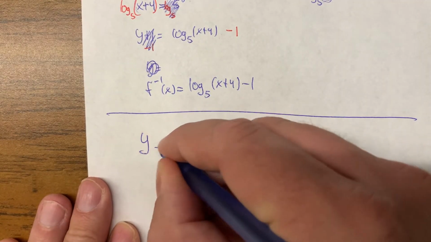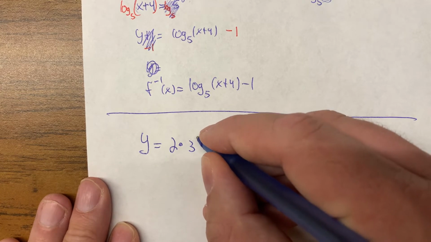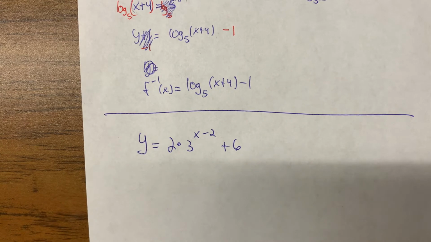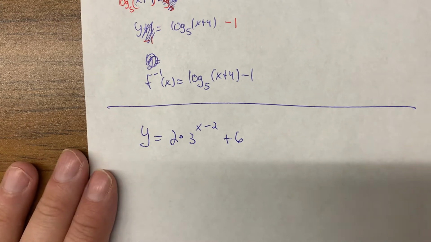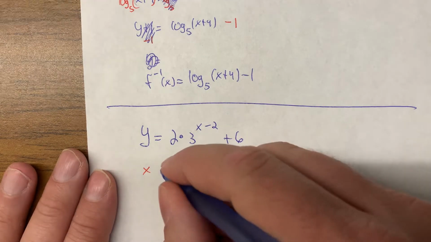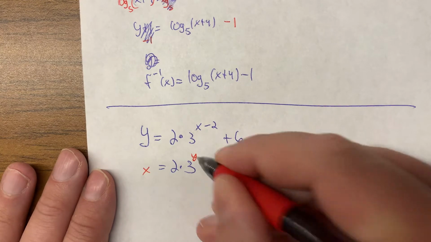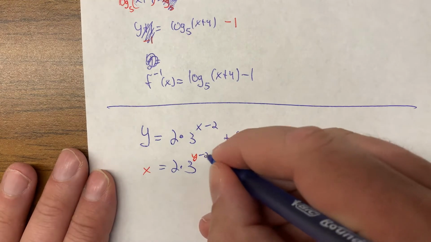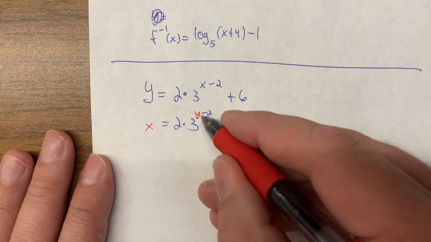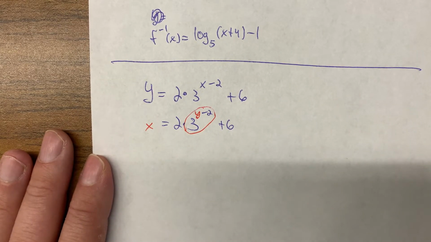Try y equals 2 times 3 to the x minus 2, plus 6. And hopefully you started by switching x and y. So x equals 2 times 3 to the y minus 2, plus 6. And now we're just solving for y. We want to get the y by itself. The y is inside of an exponential function, so we need to get that exponential function by itself.